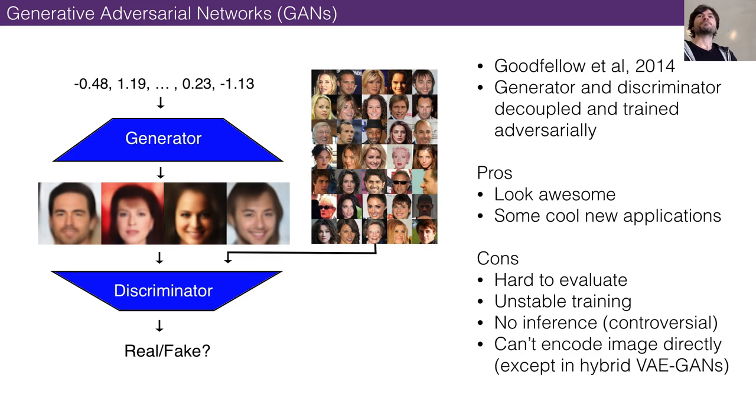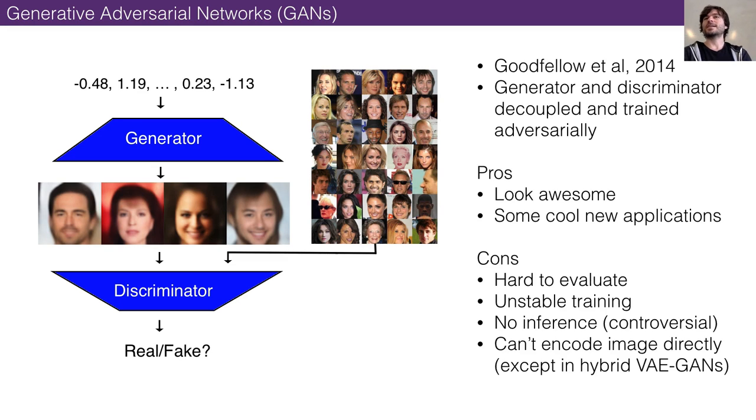GANs are very similar to autoencoders in some ways, but they're structured a little bit differently. The pros of GANs is that they look really awesome, and they have some new applications that you can't really do with autoencoders. However, they have some weaknesses as well. They are very unstable for training, so they tend to be a little bit difficult to train. And there's no easy way, this is more what mathematicians would complain about, to evaluate them or to do probabilistic inference on them, and that's the most controversial aspect of it.